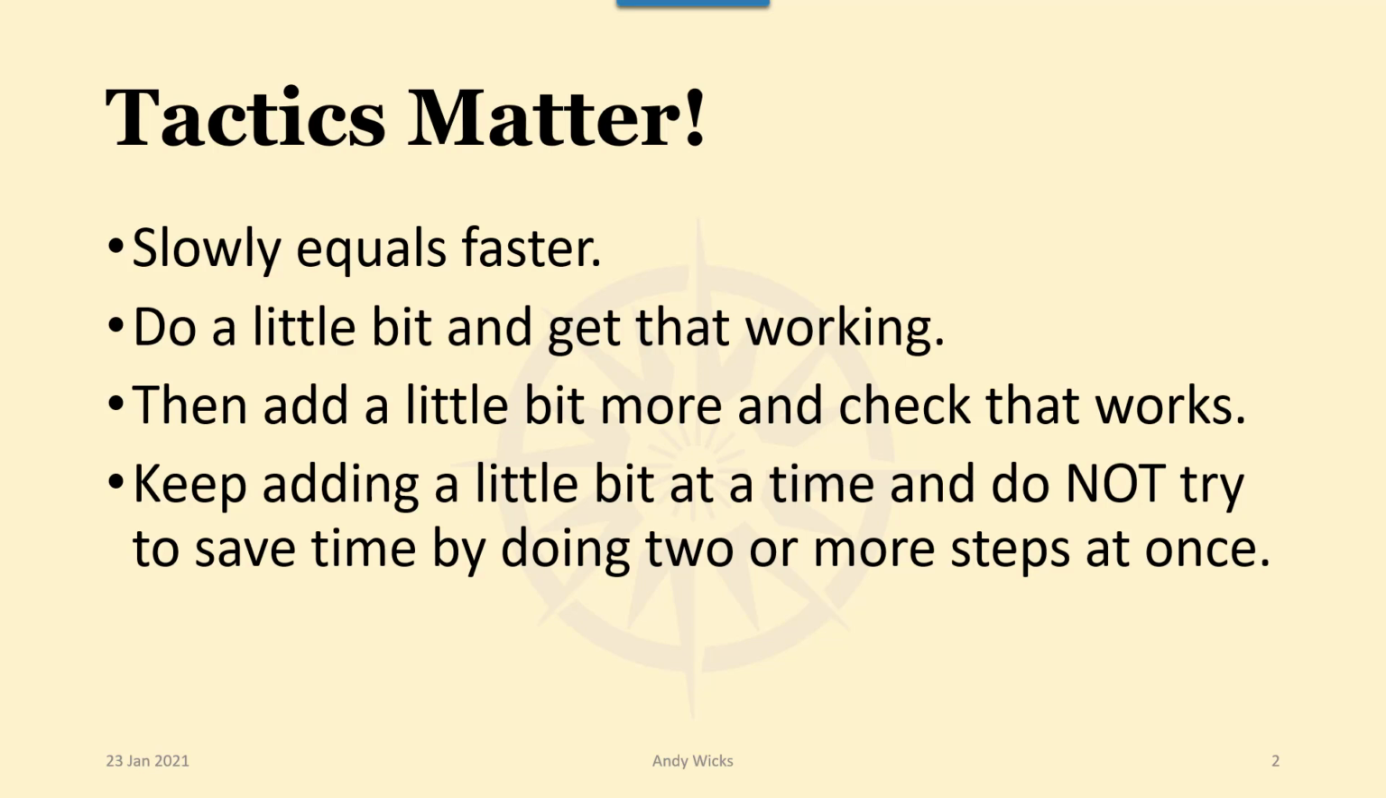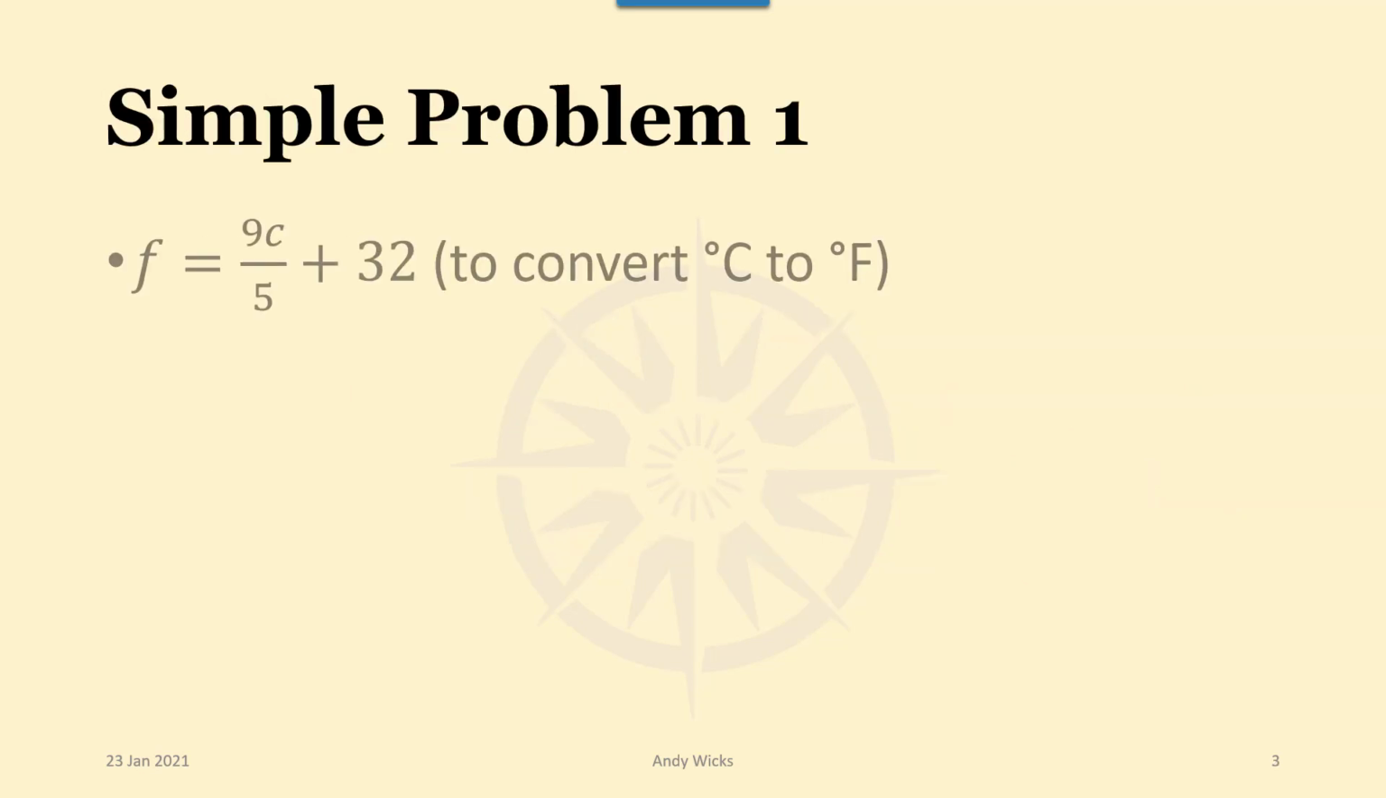So let's have a look at a particular problem. This simple problem converts centigrade to Fahrenheit. There's a formula for that, 9c divided by 5 plus 32. So if we wanted to write a program that did this in Scheme, how would we go about it? Well, what we wouldn't try and do is convert 9c divided by 5 plus 32 into a Scheme formula straight away. That way lies madness.